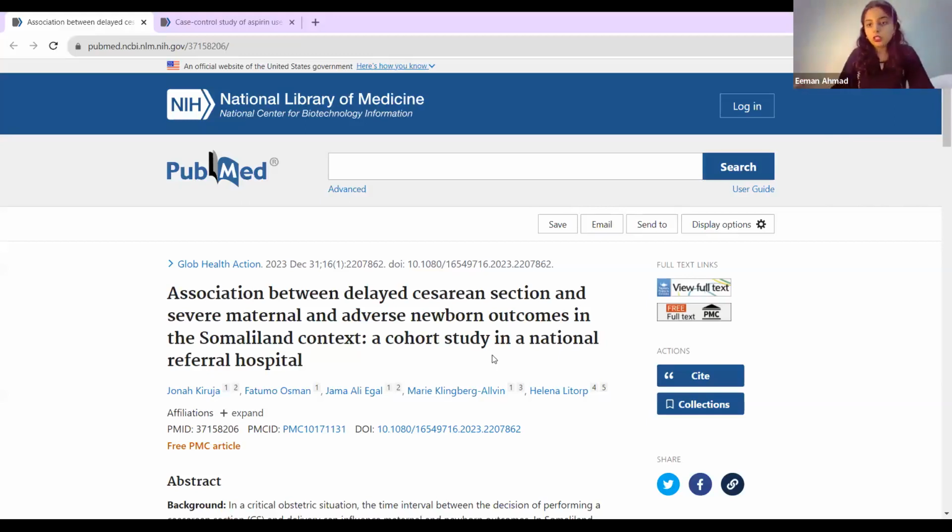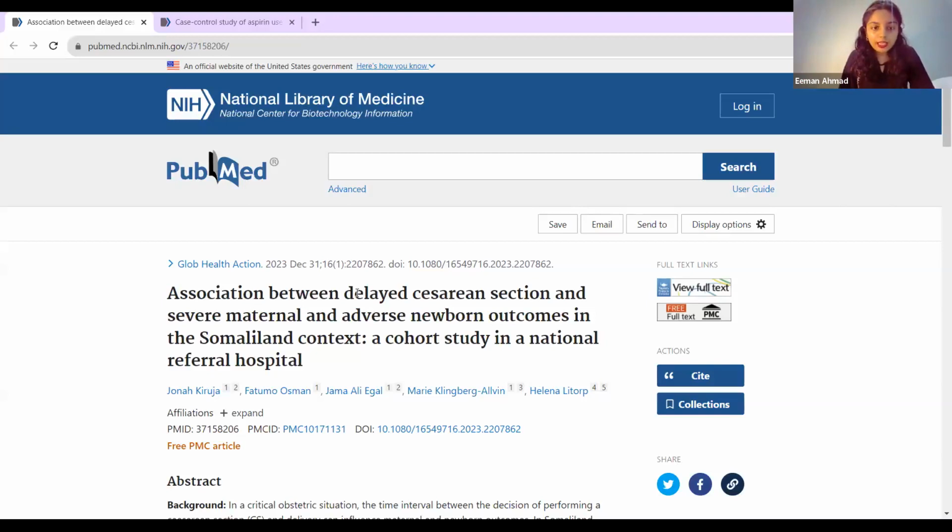Usually retrospective studies are case control studies. So keep in mind that in a cohort study we are proceeding from the cause to the effects, from the exposure to the outcomes. So this is a cohort study.